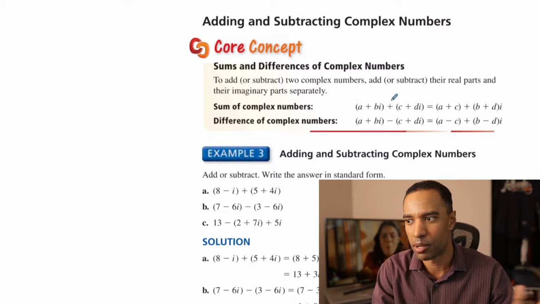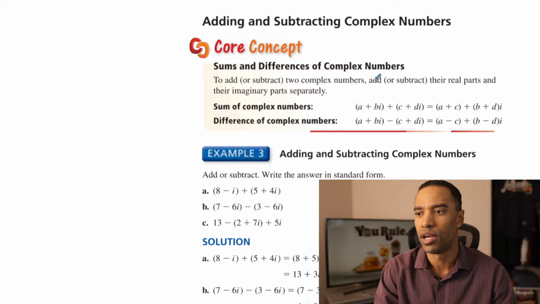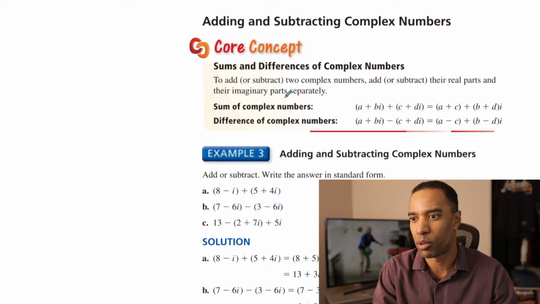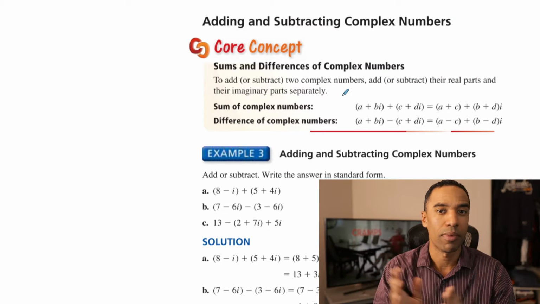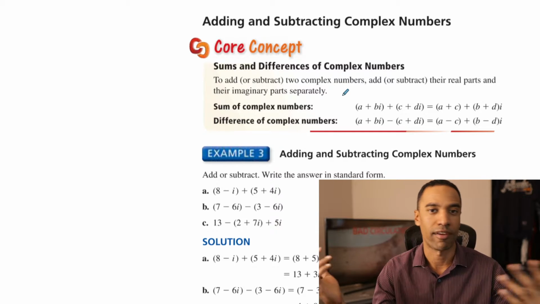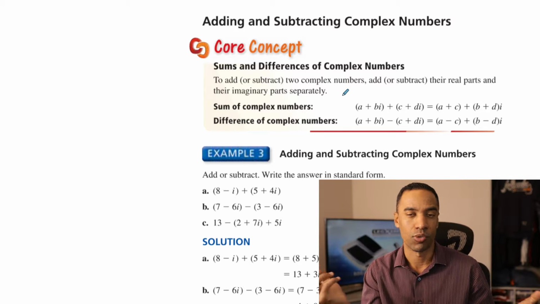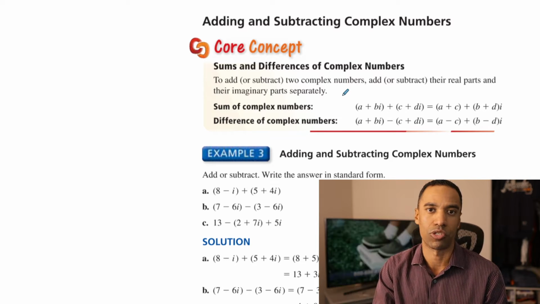Adding and subtracting complex numbers, guys, it's just as straightforward as combining like terms. Add the real parts and imaginary parts separately. To me, it's just any terms that have i in it can add together. 2i plus 5i is 7i, just like 2x plus 5x is 7x. And 2 plus 5i do not combine to become anything, just like 2 plus 5x do not combine to become anything.